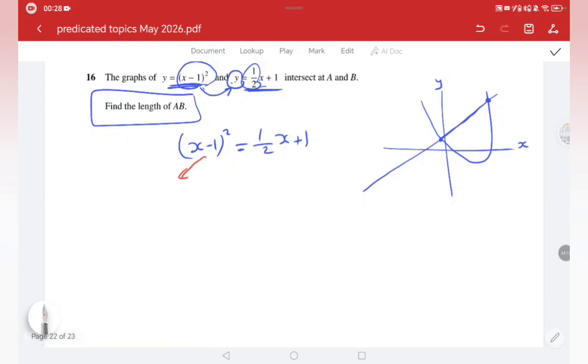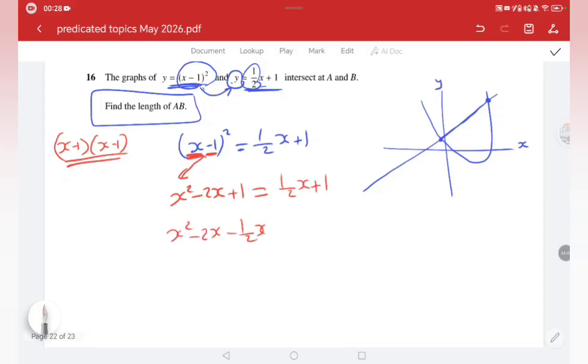Let's expand this one. To expand x minus 1 squared: the first term squared, the first times the second times 2, and then the second squared, plus 1. Or you can say x minus 1 times x minus 1, expand it in whichever way you like. Then 1/2 x plus 1. So x squared minus 2x minus 1/2 x, we have plus 1 and minus 1 equals 0, so these cancel. Collecting the like terms, x squared minus 5 over 2 x equals 0.